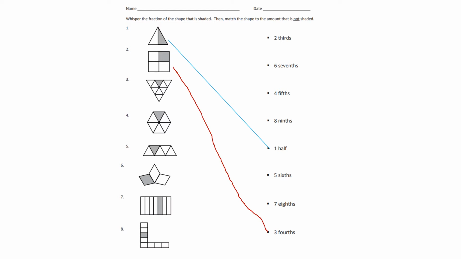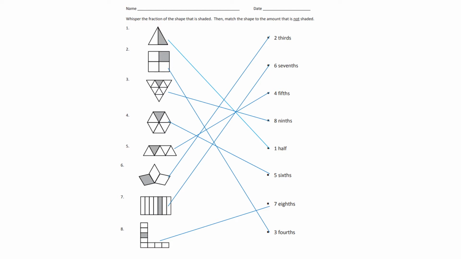All right, I'm going to be going over the answer, so if you need more time, just press pause. So here you can see the rest of the answer. So 2, we just said, goes to 3/4. 3 goes to 8/9. 4 goes to 5/6. 5 goes to 4/5. 6 goes to 2/3. 7 goes to 6/7. 8 goes to 7/8. So if you need more time to look at this to check your work, just press pause.